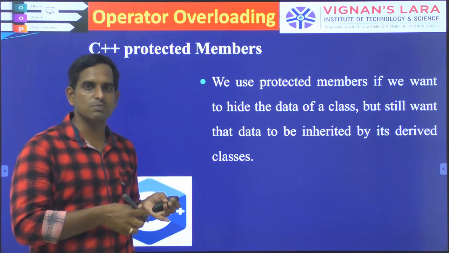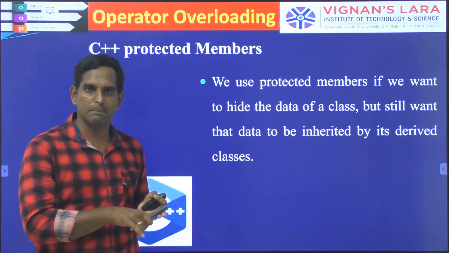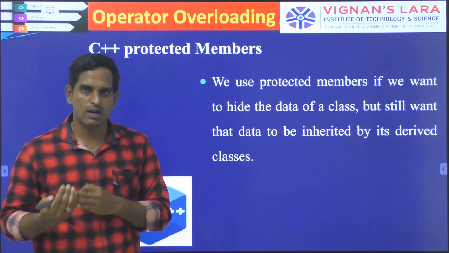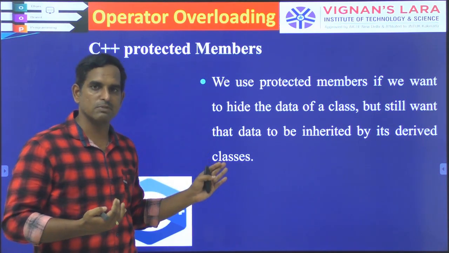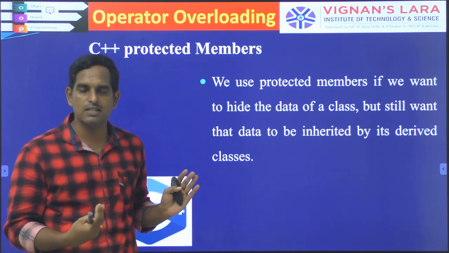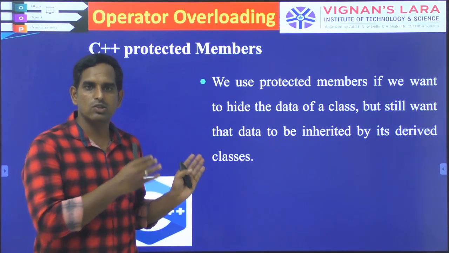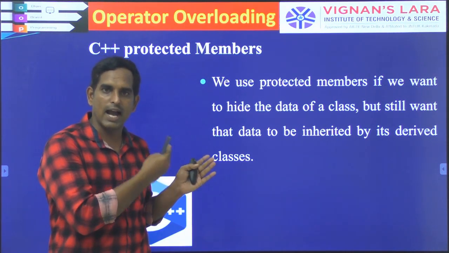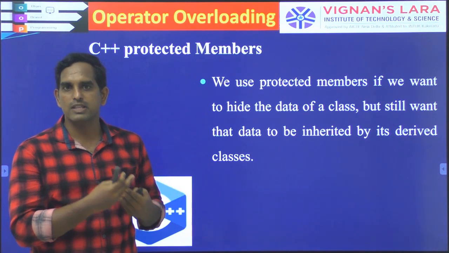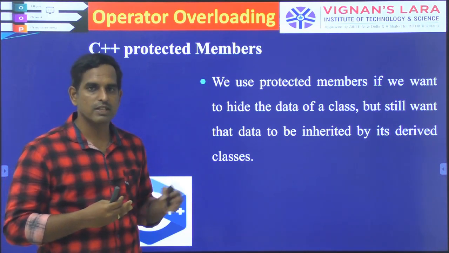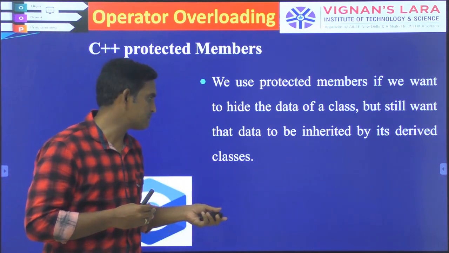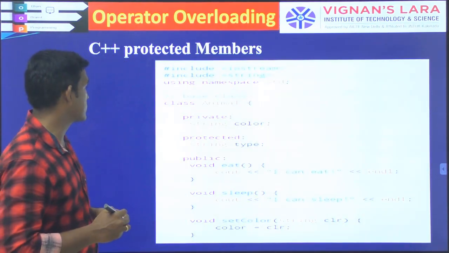So you should know the difference between public, protected and private. Public means members can be accessed both inside the class and outside the class. Private means they can be accessed only inside the class and cannot be accessed outside the class. When you write protected, those members can be accessed inside the class and also by the derived class members. They cannot be accessed outside the class apart from your derived classes. Okay, that is about protected members.